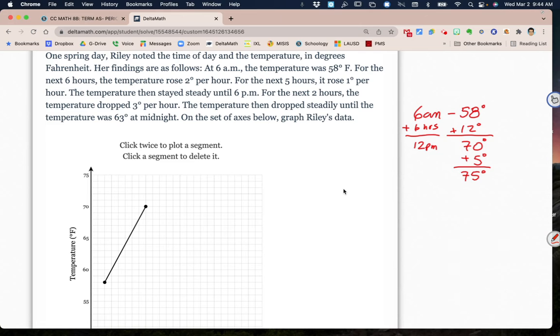And didn't they say for the next 5 hours? So we're going to add 5 hours to 12 p.m. What time is it now? You're at noon, 12 noon, and you add 5 hours. 5 in the afternoon. Okay, so at 5 p.m., it's going to be 75 degrees. Let's connect that.